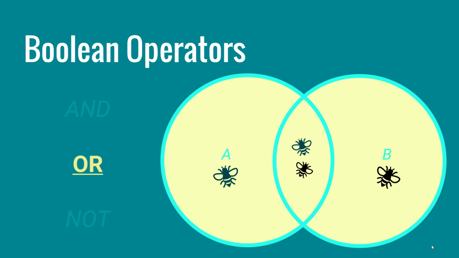If I tell the database that I want A or B, it will return results that include either, results from any part of the diagram. This is a broad and inclusive search that we can use to combine our keywords for a single concept, such as apiculture and beekeeping.